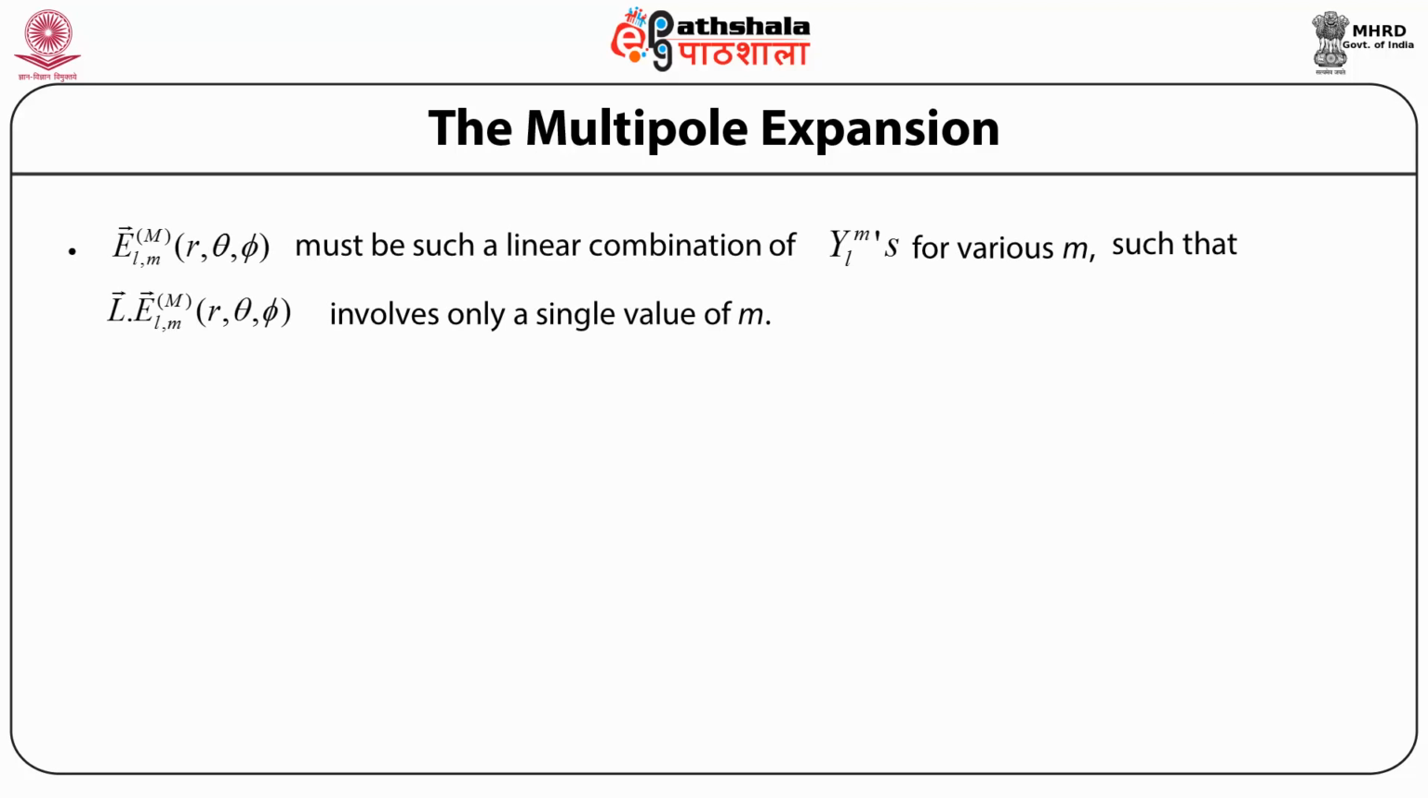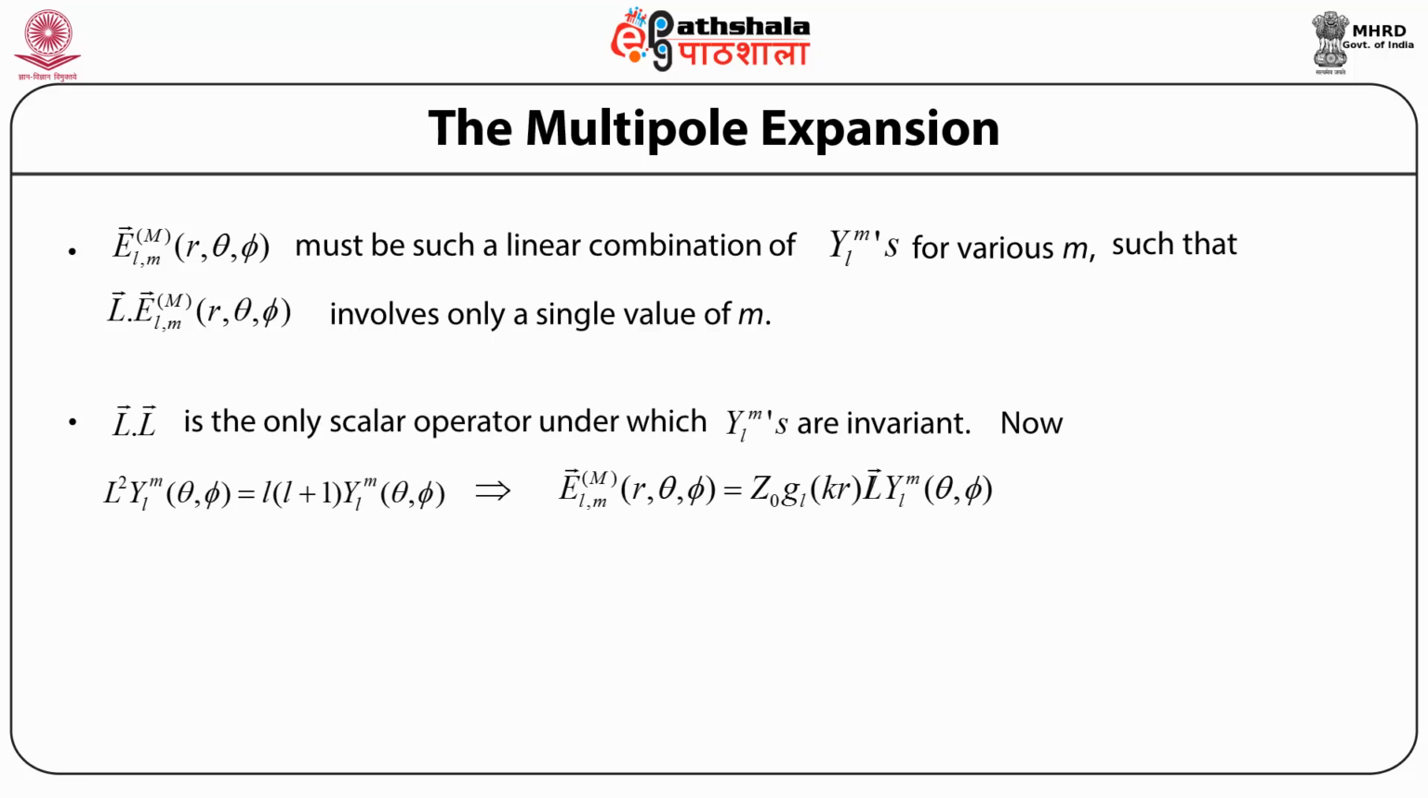E vector lm raised to power M as a function of r, theta, phi must be such a linear combination of Y_lm for various m such that L vector dot E vector lm raised to power M of r, theta, phi involves only a single value of m. L vector dot L vector is the only scalar operator under which the Y_lm are invariant.